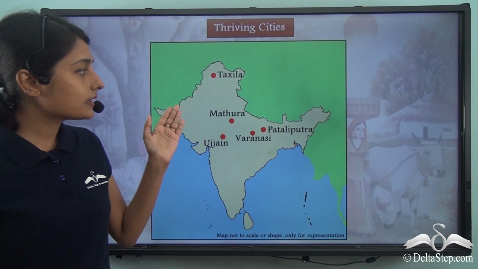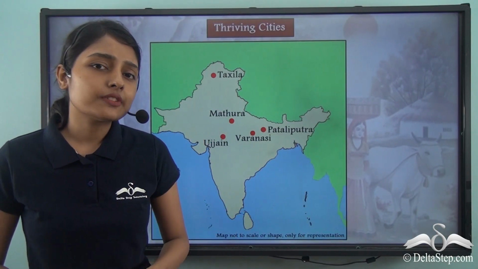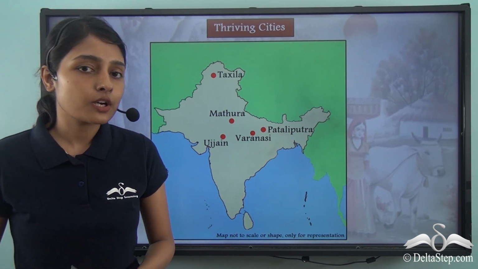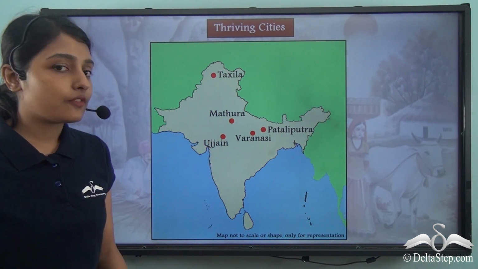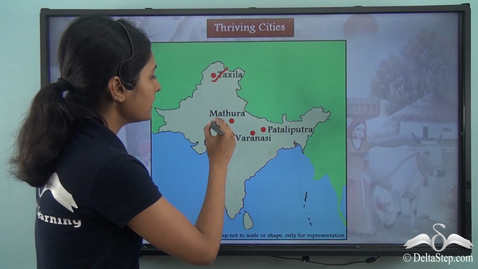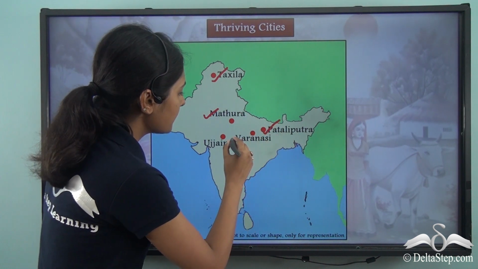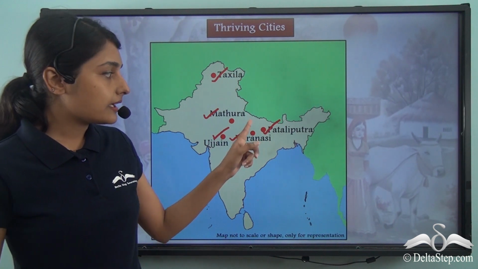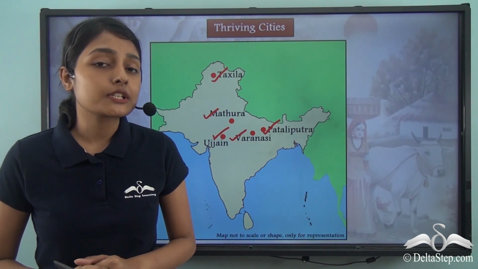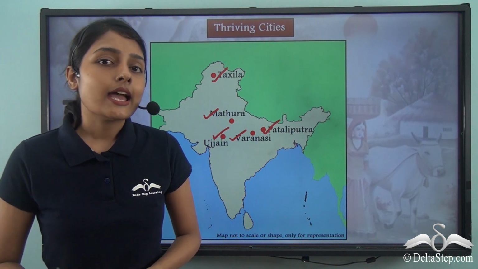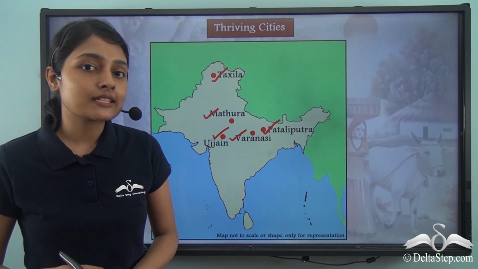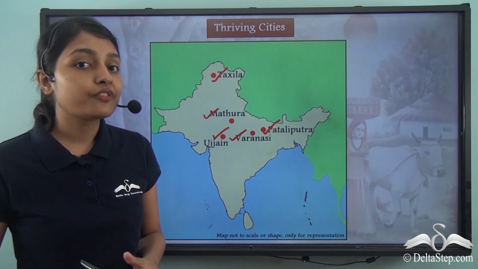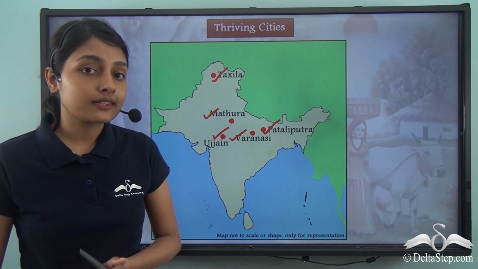Now, here on this map, you could locate some of the cities that gained importance in the ancient times in the Indian subcontinent. On this map, we could see Takshila, Mathura, Pataliputra, Varanasi and Ujjain. If you remember, in our last lesson we talked about how Pataliputra gained importance as an important administrative and economic center because of being the capital of the Mahajanapada of Magadha.